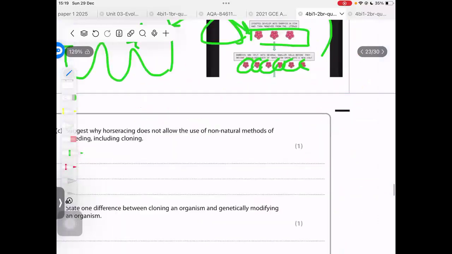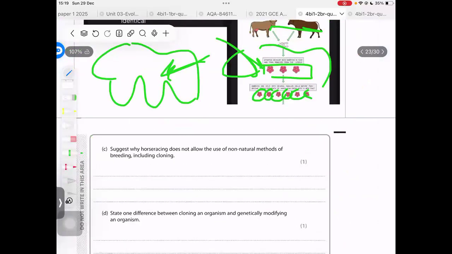Now, here they have asked, suggest why horse racing does not allow the use of non-natural methods of breeding, including cloning. Why doesn't horse racing allow it? Now, you have to suggest. They are not giving these in your textbook, right? Most of the suggest questions are not in your textbook. You have to think and write. Why does horse racing not allow cloning?